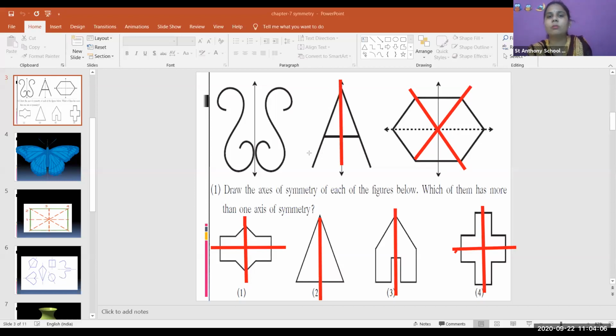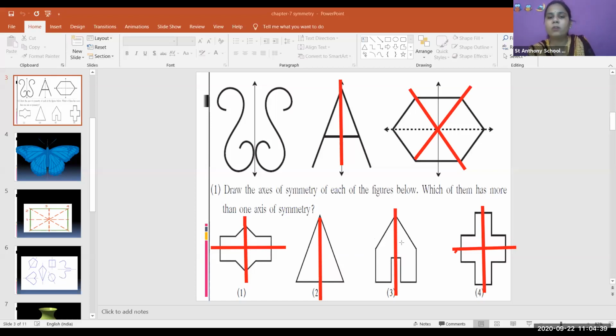But this cannot be folded from this side, right? This cannot be folded from this side, or else this cannot be folded, means it will not come exactly down, equal, right? So it is having only one axis of symmetry. It is also having one axis of symmetry. This figure has more than one axis of symmetry. This figure is also having more than one axis of symmetry. This figure is having only one axis of symmetry. This figure is having one axis of symmetry. This is having more than one axis of symmetry.